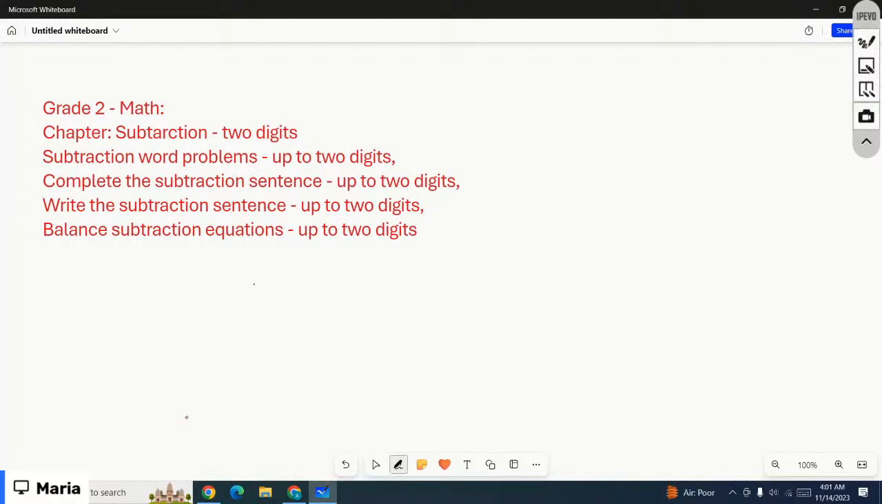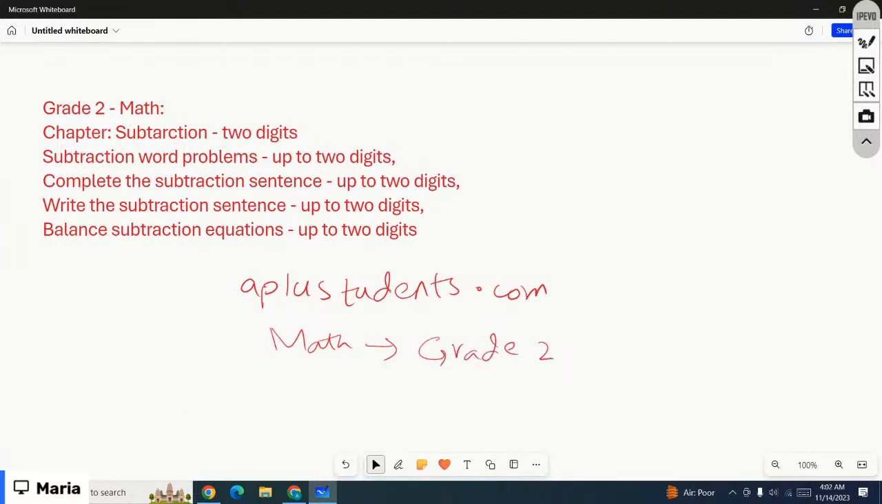You can find all the lessons on aplusstudents.com. You have to log in there using your email address and password as provided by the administrator. Then you have to select math from the subject tab. Scroll down to grade 2 and then click on view all lessons.